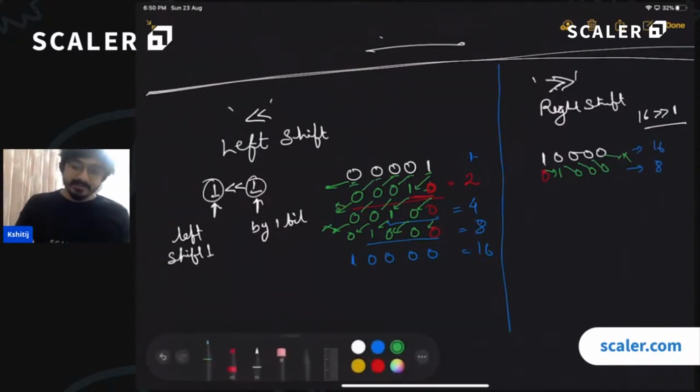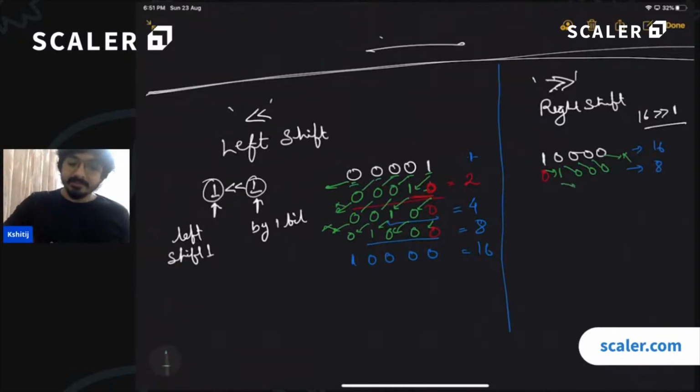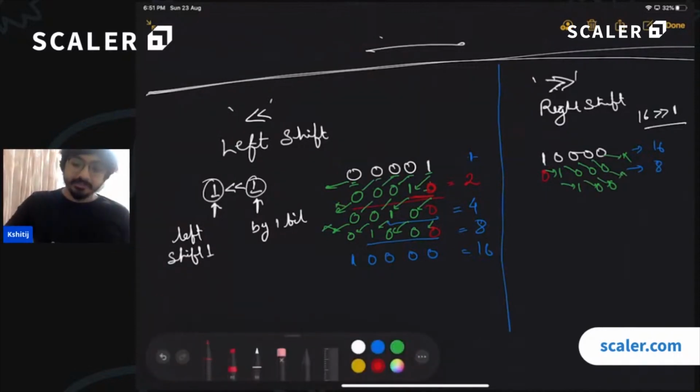Right? In the next iteration, this 1 will come here, this 0 comes here, this 0 comes here, and this 0 is removed, and again you will be inserting a new 0 at the left end. What is this?